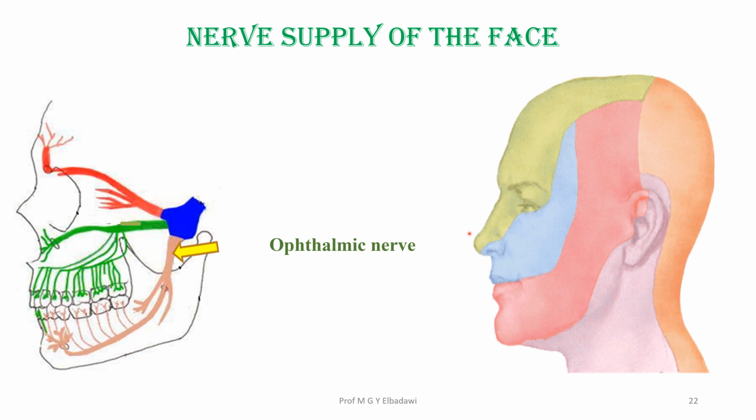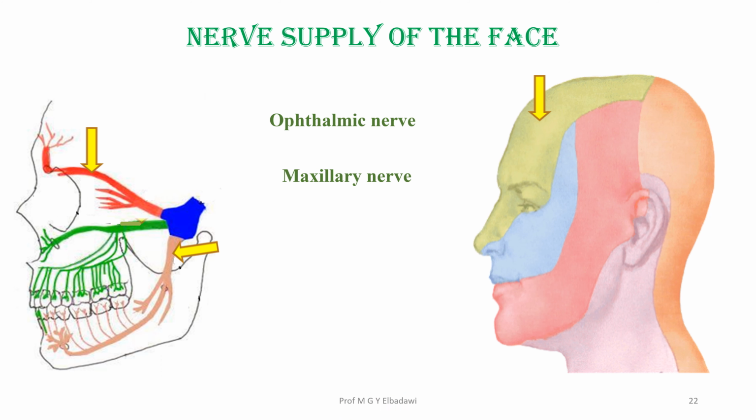When it comes to the nerve supply of the face, it is supplied by the ophthalmic division of the trigeminal. This is the trigeminal nerve, and this is the area supplied by the ophthalmic on the face. Maxillary, and this is the area supplied by the maxillary. Mandibular division, and this is the area supplied by the mandibular.